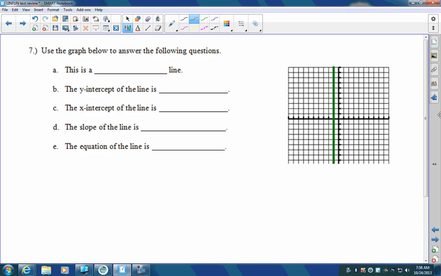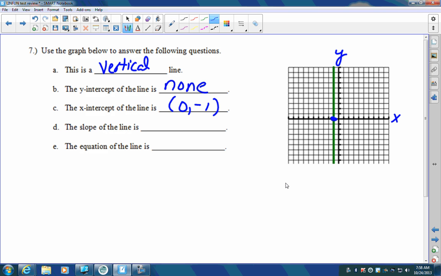All right, number 7 here, it is a vertical line. Again, I would label my x and my y-axis, and I would look and see, does it cross? It says the y-intercept. Does it touch this y-axis right here? No, it does not. So your answer should be none. The x-intercept, where does it cross the x-axis? At 0, -1.